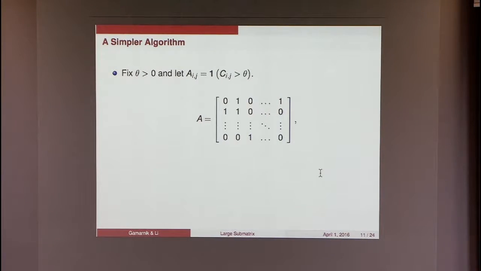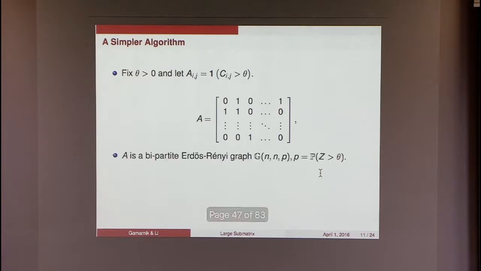Now think of this as an adjacency matrix of a bipartite Erdős-Renyi graph. Bipartite because my original matrix was not symmetric, and therefore this matrix is not symmetric. If you like symmetry, you can start with the original problem being symmetric. You will run into the same issues, rest assured. But we start with non-symmetric, fine. So it's a bipartite random Erdős-Renyi graph. The edge probability is just the probability that the entry is at least theta.